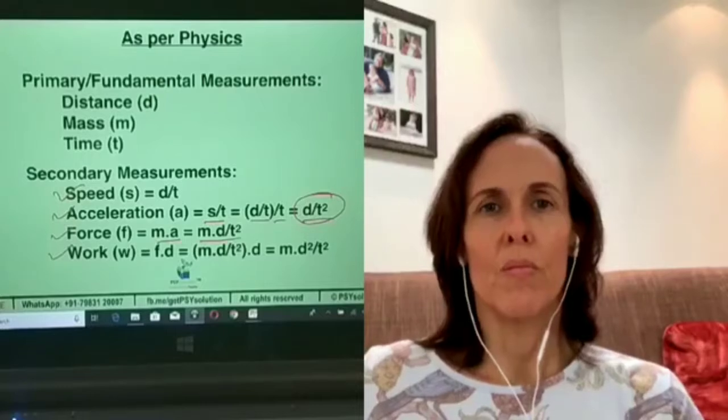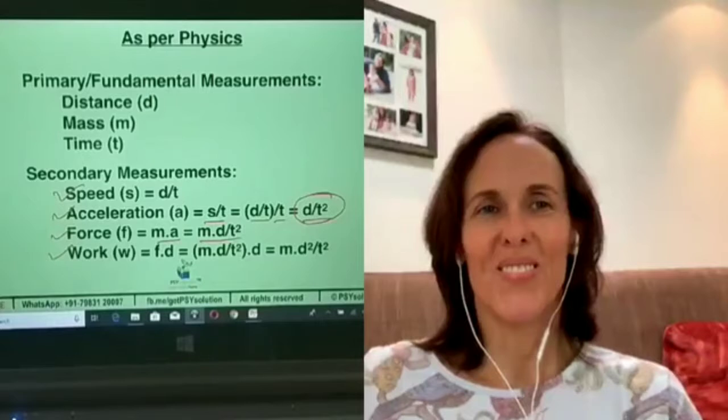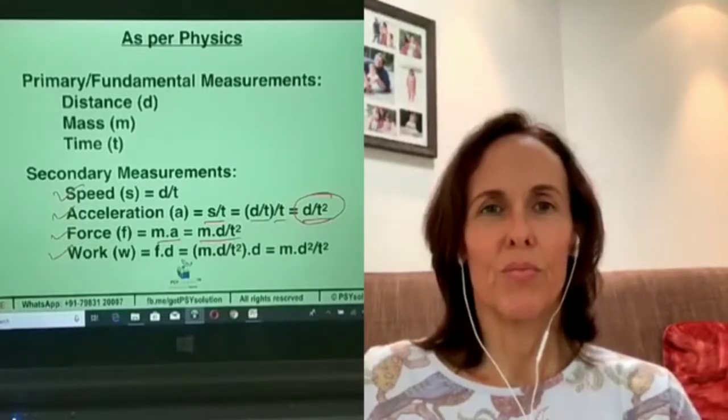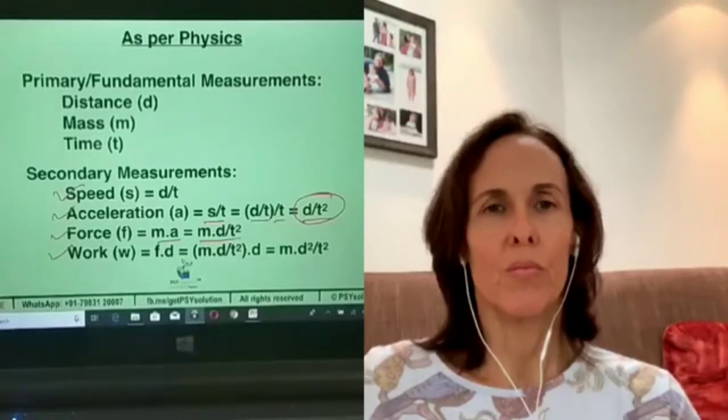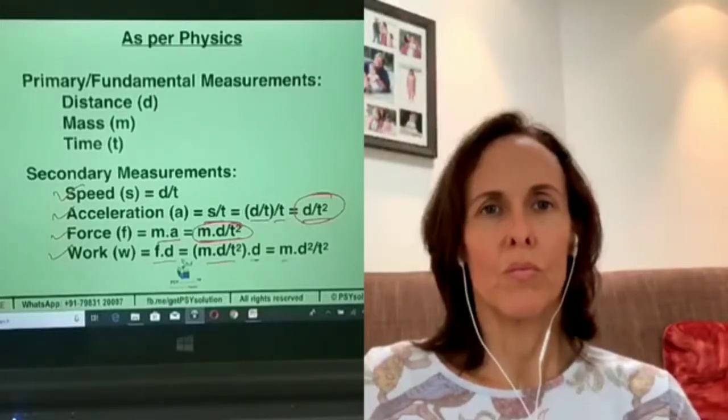So we are just starting that concept. So please stay tuned. So now the work is always the product of force and distance. Force, as we just understood, is mass into distance upon time squared, and with that the distance is multiplied. So we can conclude that the work is mass into distance squared whole upon time squared, right?